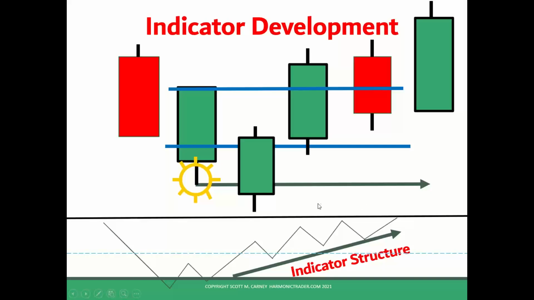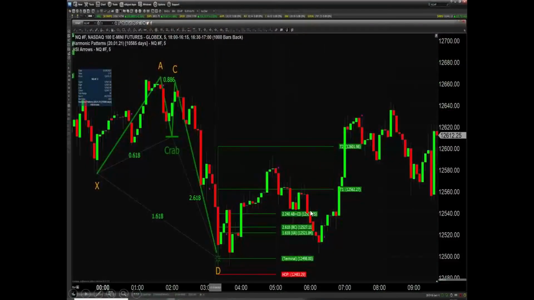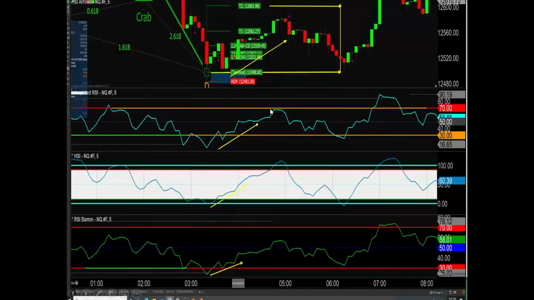So we look for that indicator development, and we can see that here's the crab pattern itself. Now, if we overlay and put our indicator analysis with it, it's going to make it a lot clearer. So there's the PRZ. Okay, we're trending lower into the zone. We hit the zone, we come out.